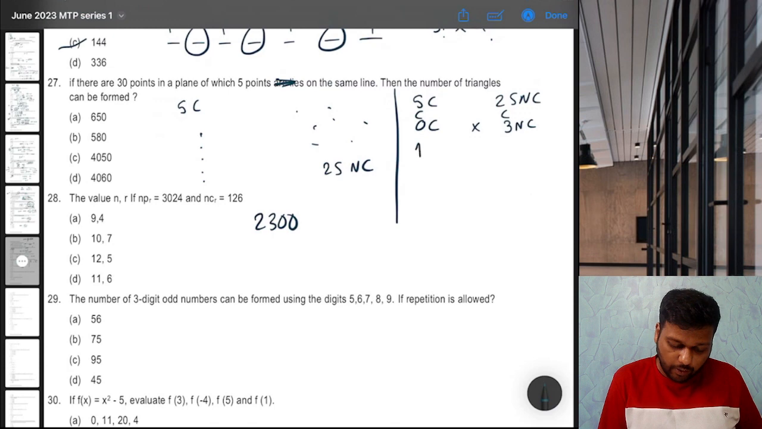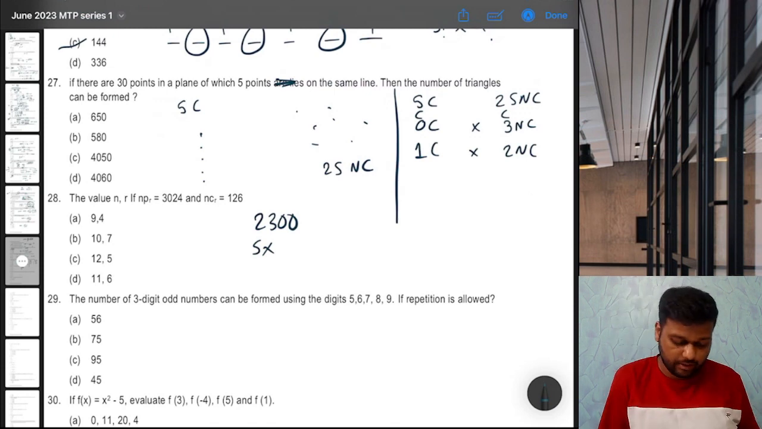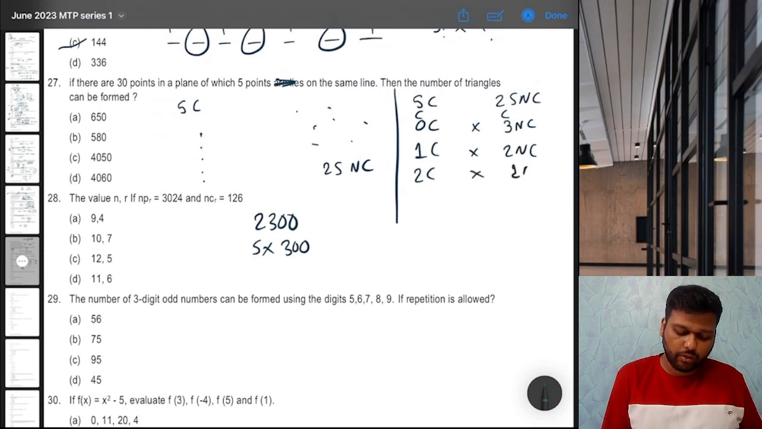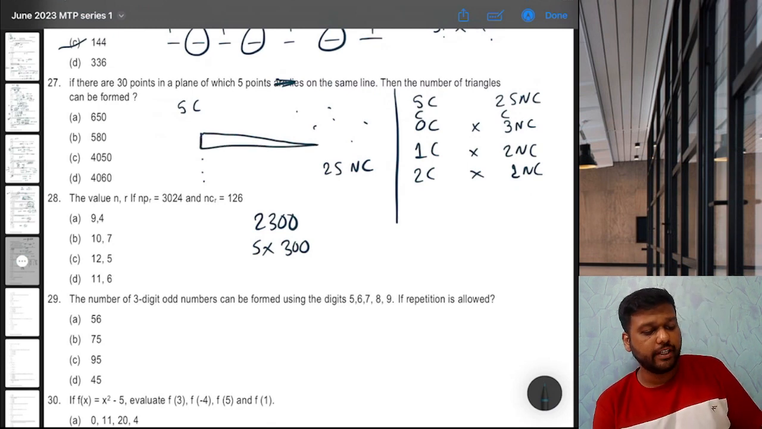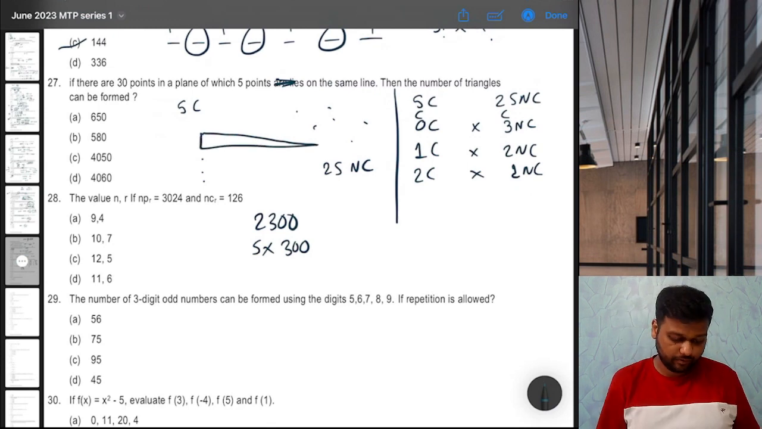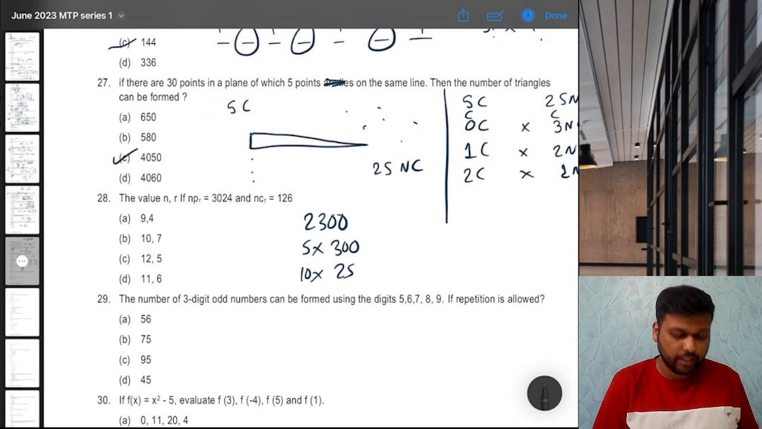Or we can select one collinear point and two non-collinear points. So that is 5C1, which is 5, into 25C2. What is 25C2? 25 into 24 divided by 2. That is 300. Or we can select two collinear points and one non-collinear point. That is also a triangle. 5C2 is what? 10. And 25C1 is what? 25. So it will be 2300 plus 5 into 300 plus 10 into 25. If you calculate, you get option C.